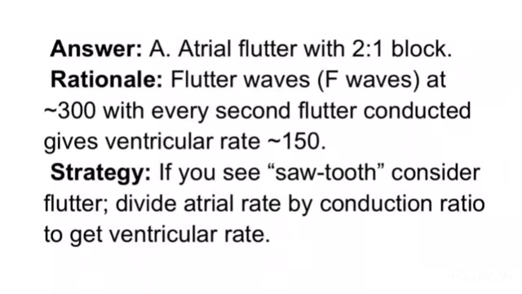Rationale: flutter waves, F waves, at 300 with every second flutter conducted gives ventricular rate 150. Strategy: if you see sawtooth, consider flutter, divide atrial rate by conduction ratio to get ventricular rate.